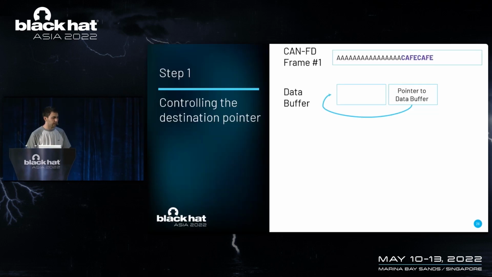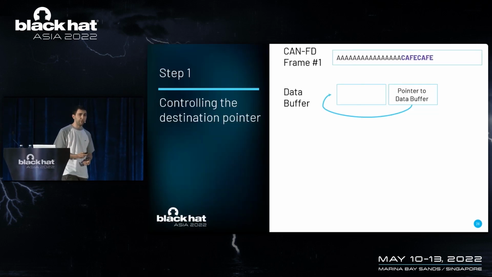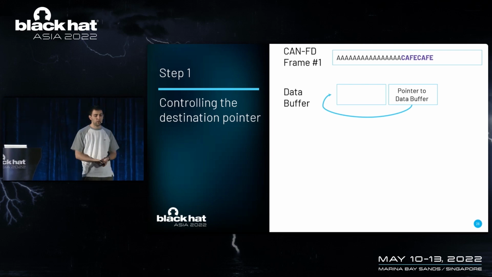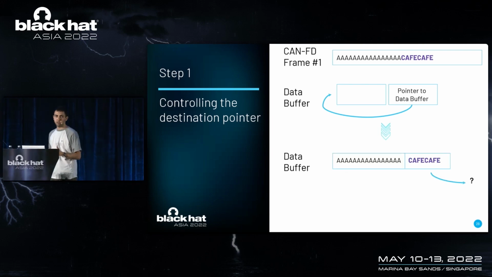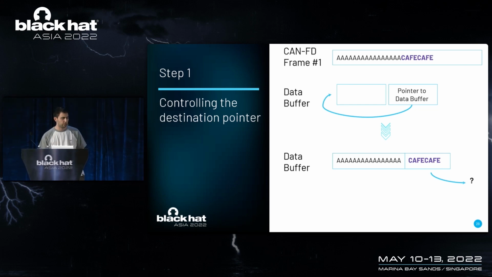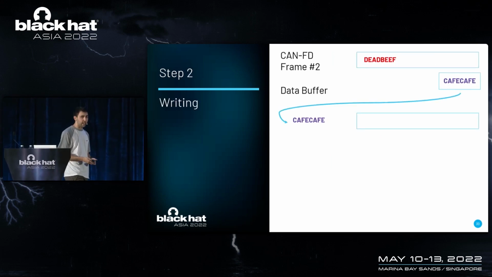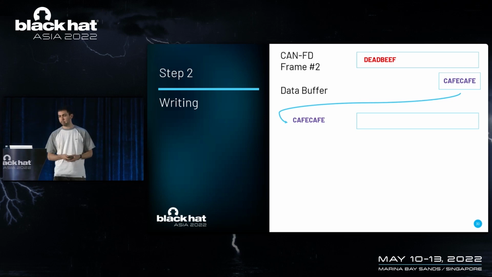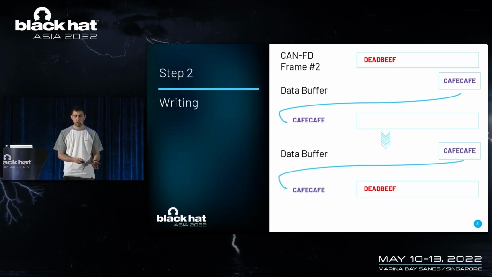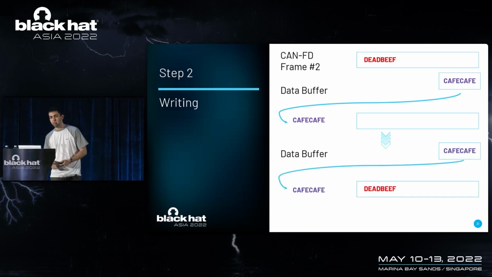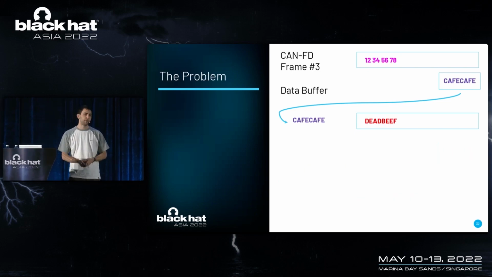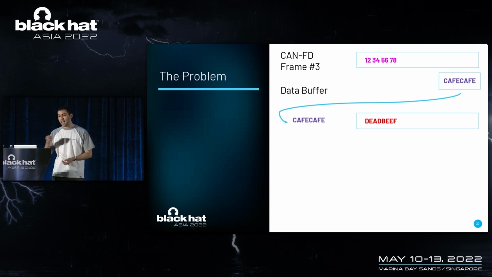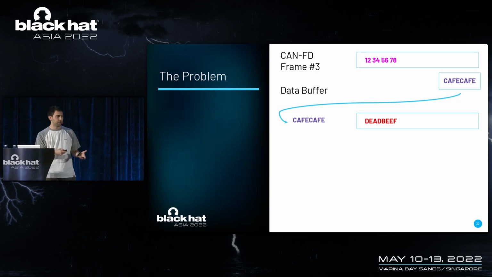So to summarize quickly, we can send one frame that is going to override the pointer with, let's say, cafe cafe. The pointer is now overridden, and it's now pointing to somewhere in memory, which is, well, cafe cafe. The second frame that we're going to send is dead beef, and that dead beef is going to be copied to cafe cafe. Now, the problem with this particular primitive is that the third frame that we're going to send is actually going to be copied again to the same dead beef. Sorry, to the same cafe cafe.